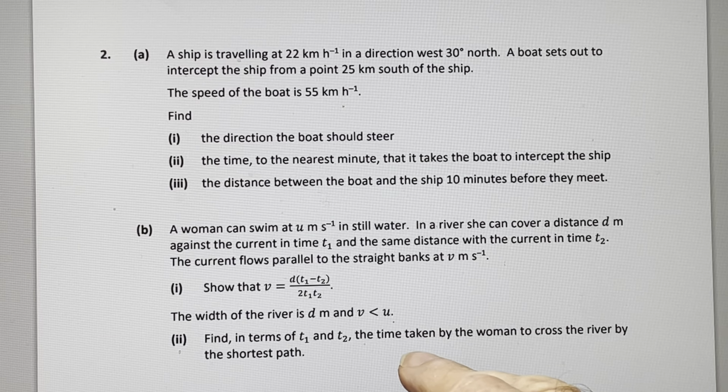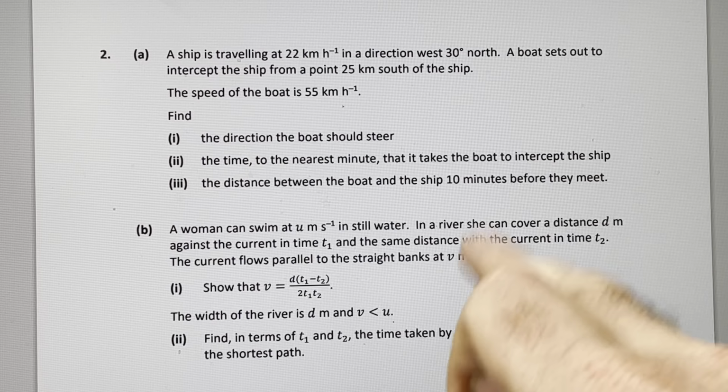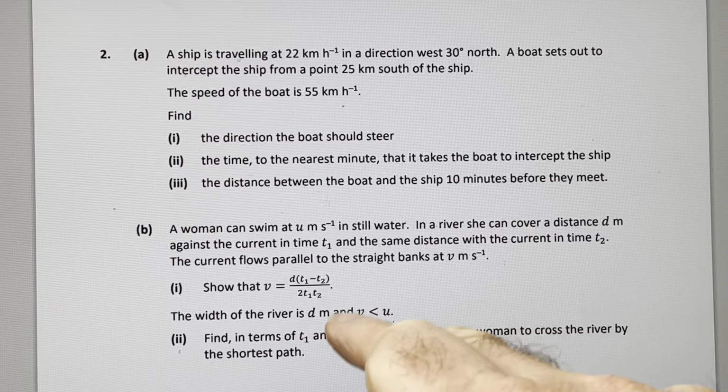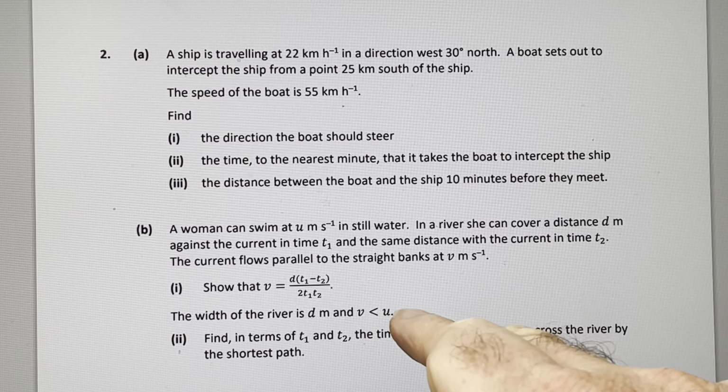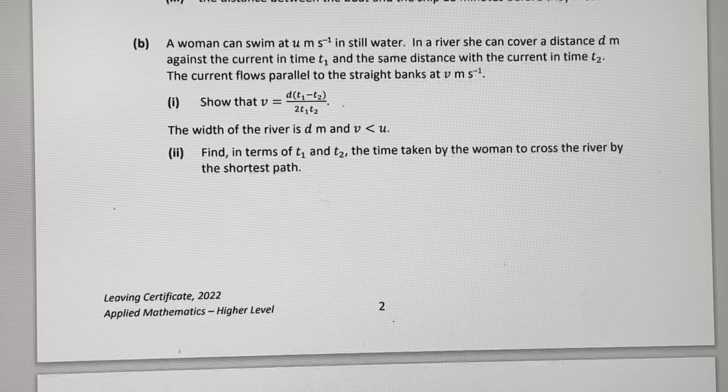Find, in terms of T1 and T2, the time taken across the river by the shortest path. So the shortest path in that case would be straight across, vertically across. She can go vertically across because her speed U is going to be bigger than the river's. So straight across, which should simplify that one.